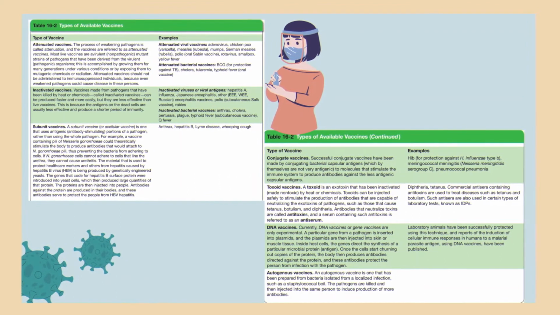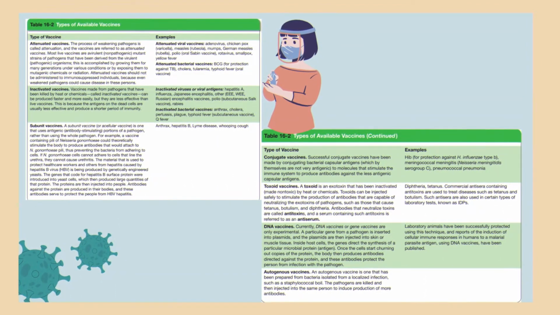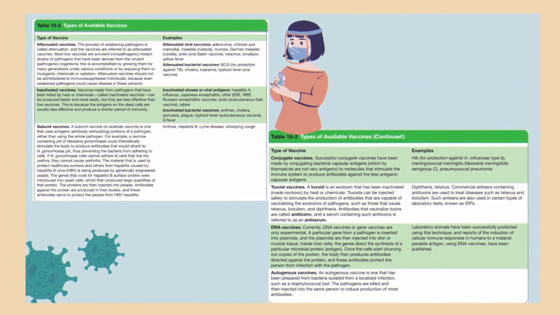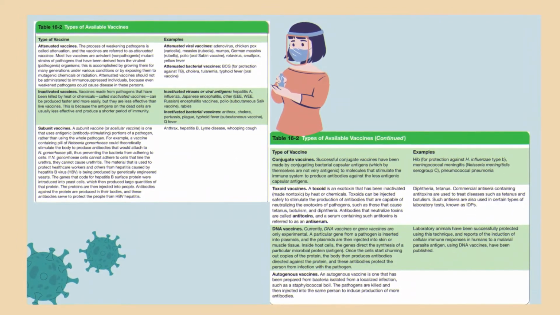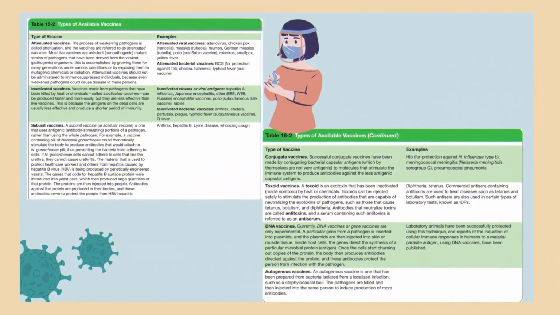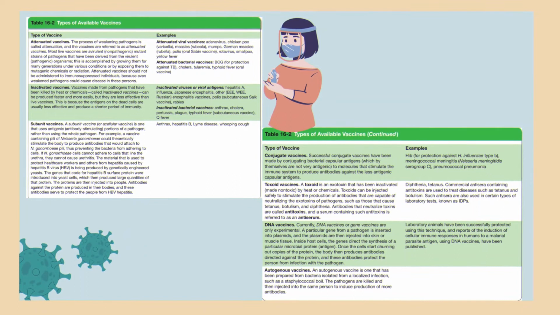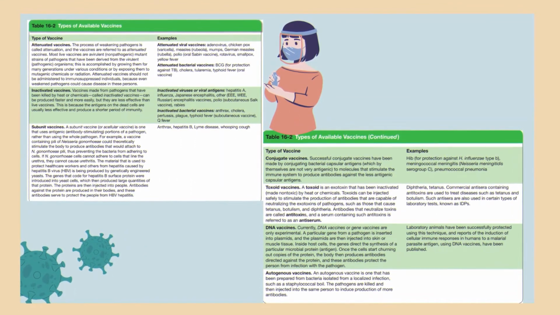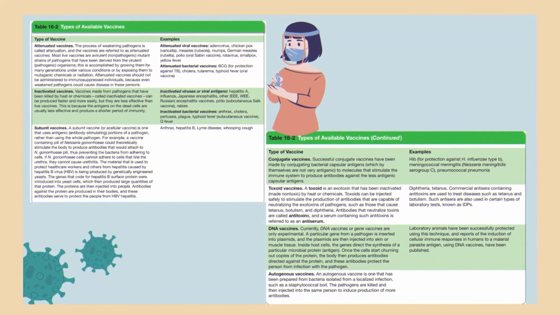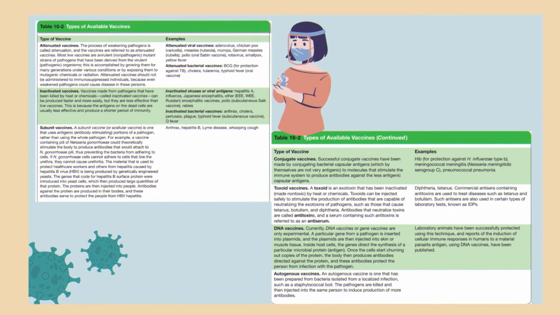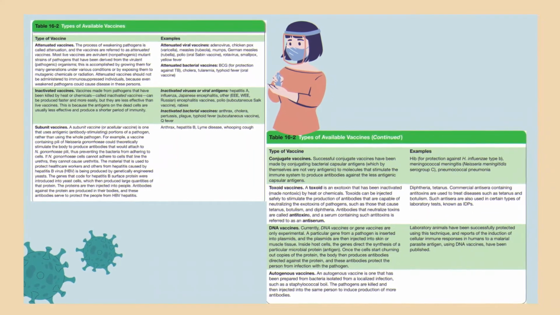DNA vaccines, or gene vaccines, are only experimental. A particular gene from a pathogen is inserted into plasmids, and the plasmids are then injected into the skin or tissue. Autogenous vaccines are one that has been prepared from bacteria isolated from a localized infection, such as the staphylococcal boil. The pathogens are killed and then injected into the same person to induce production of more antibodies.